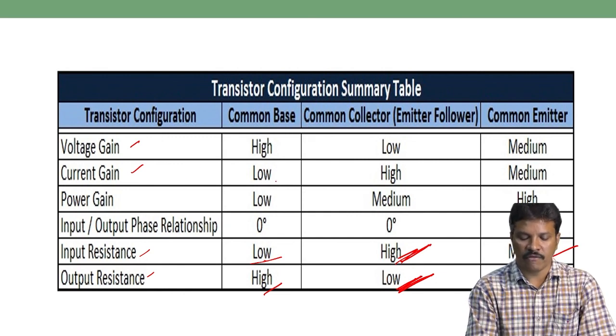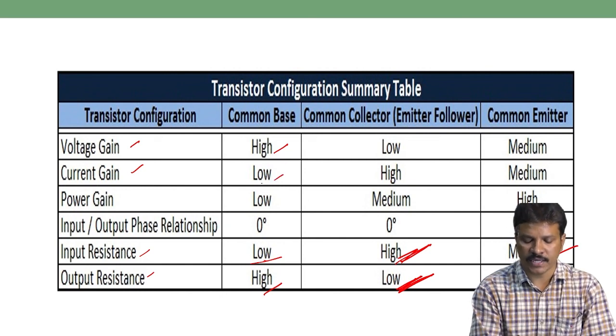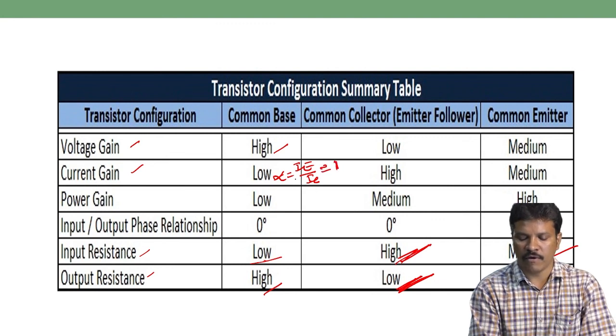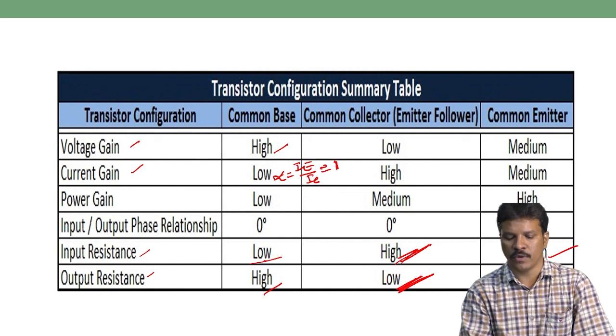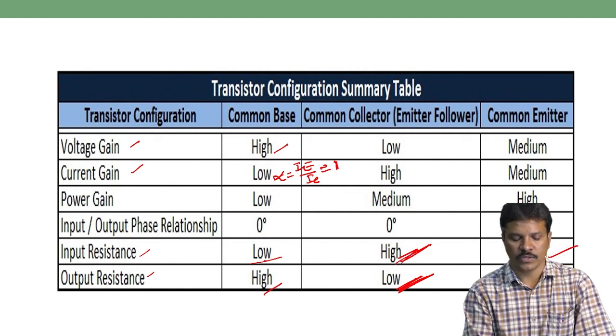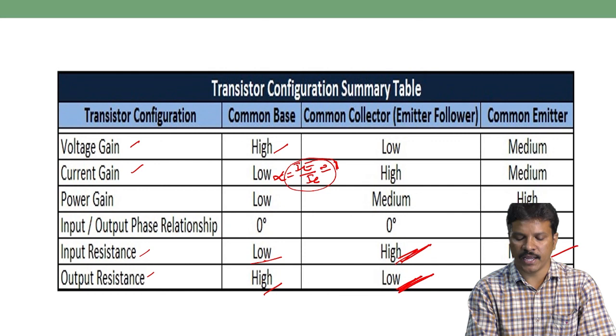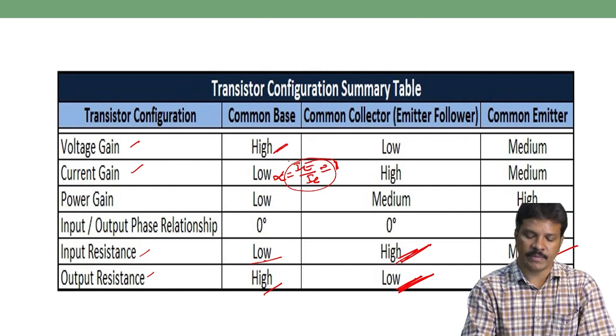Common base configuration has high voltage gain and very low current gain, because here it is alpha. Alpha is equal to IE by IC. IC and IE currents are approximately equal, so alpha is approximately 1. When alpha is equal to 1, output by input is 1, meaning output is equal to input. So current gain is very less, unity current gain. But voltage gain is maximum.